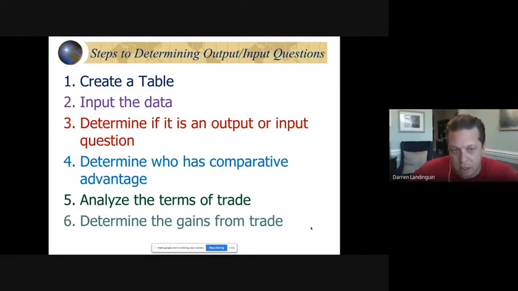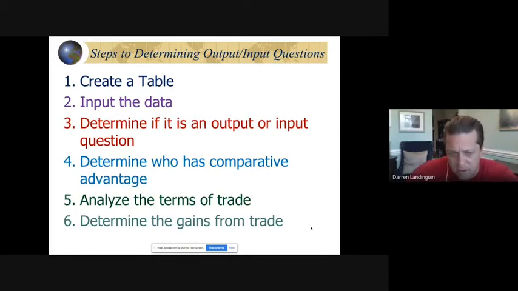The second thing I would do is input the data into the table. So we create this table, and I'm going to input the data into the table. Then I want to determine if I'm looking at an input or an output question. And remember, what we're looking at for that is essentially, is this a final good or service being produced, or is this something necessary to produce that final good or service? Then I want to look at, using a bit of analysis, who has the comparative advantage. So we'll break that down.